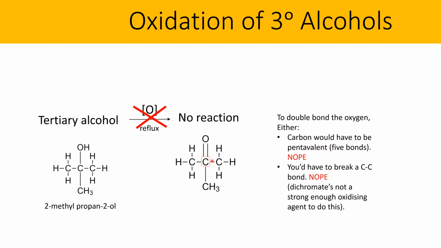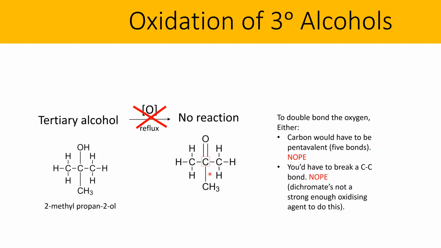And you can see that my ChemDraw program's come up with this little red box around it to say that that's an error. You're not going to have a carbon that has 5 bonds. The only way to fix that would be to break off one of these groups of carbons. And actually dichromate is not a strong enough oxidizing agent to break a C-C single bond. So that's not going to work. So you're not going to be able to oxidize a tertiary alcohol.